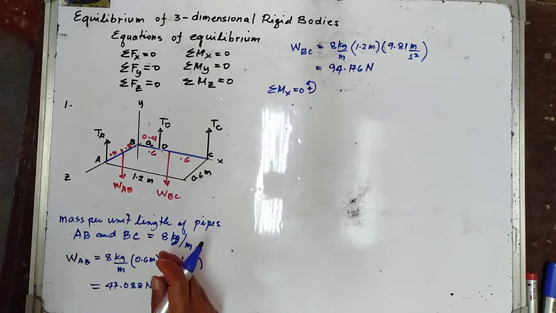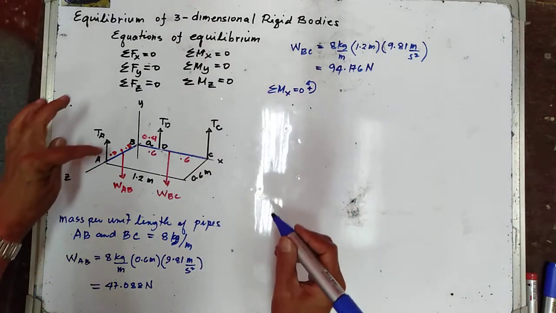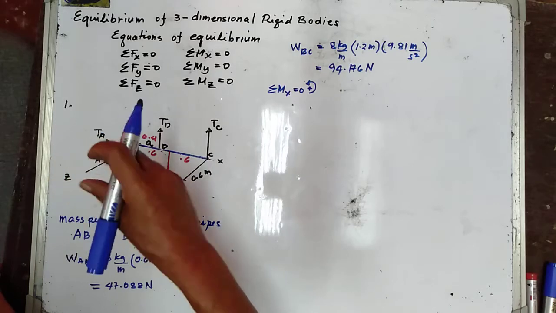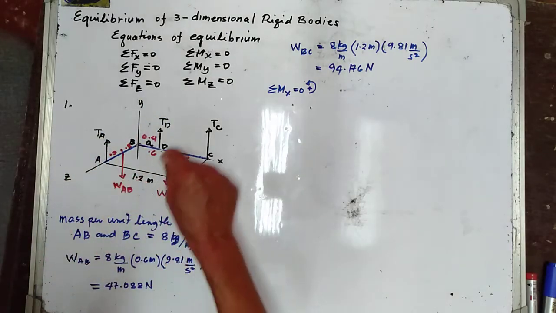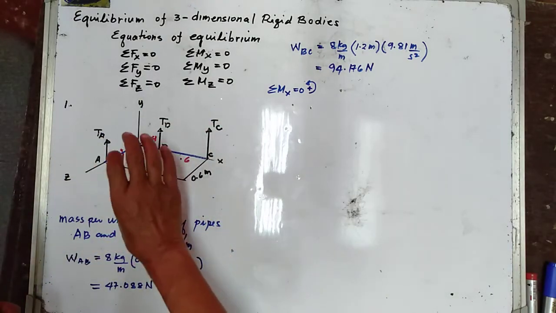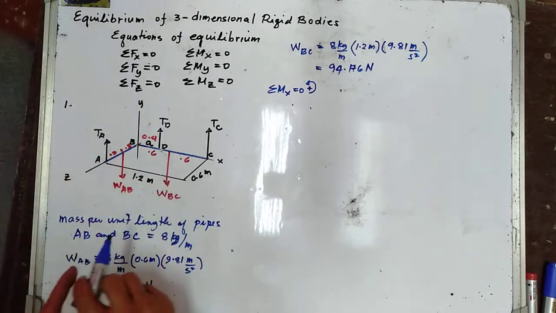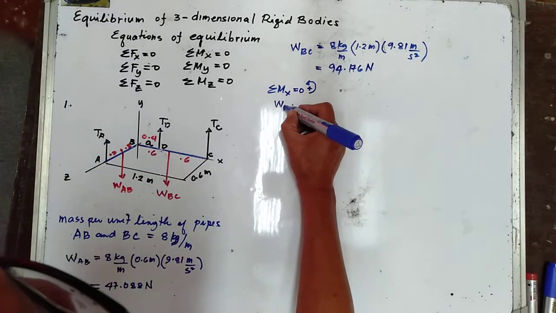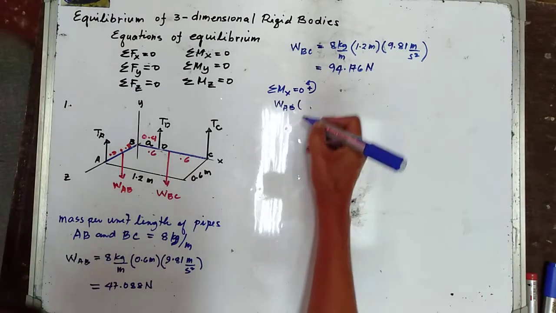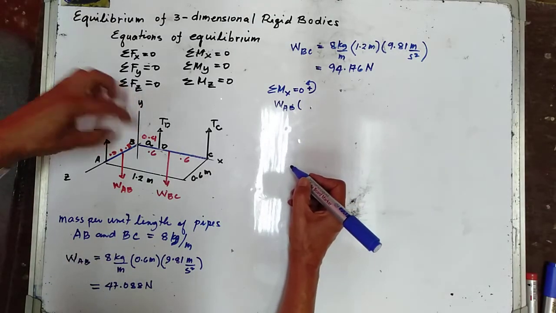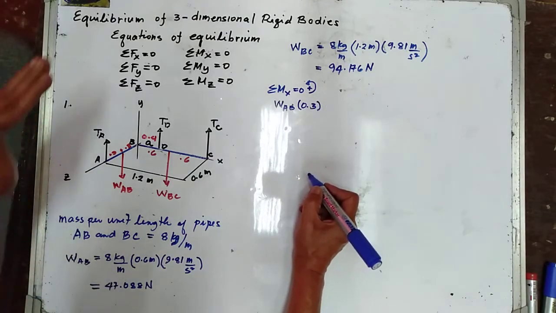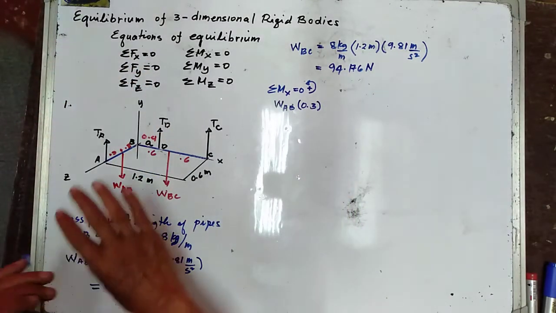So TA and WAB. Your WAB is going counterclockwise, so we have positive. So that is your W, going counterclockwise. So we have WAB. The moment arm is 0.3. Your TA is going clockwise about this one.